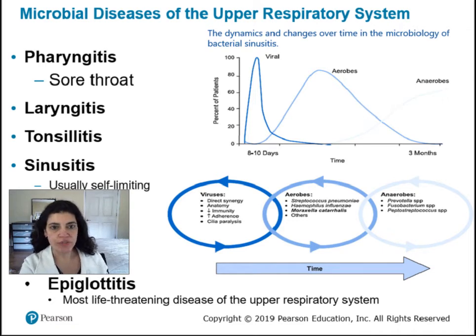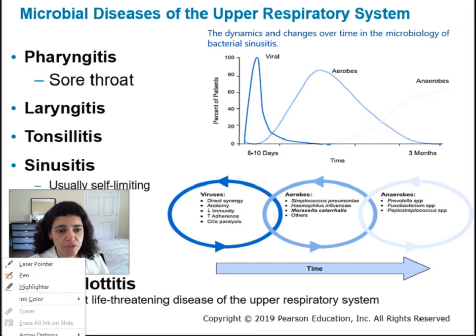So now we're going to talk about the upper respiratory system diseases. We start with pharyngitis, which is the same as sore throat. It's mostly caused by Streptococcus pyogenes, group A streptococcus, right? Laryngitis is often viral, usually caused by the common cold and the flu virus, but can also be caused by group A strep, by Corynebacterium diphtheriae, by chlamydia, and others. Staphylococcus aureus can also cause laryngitis.